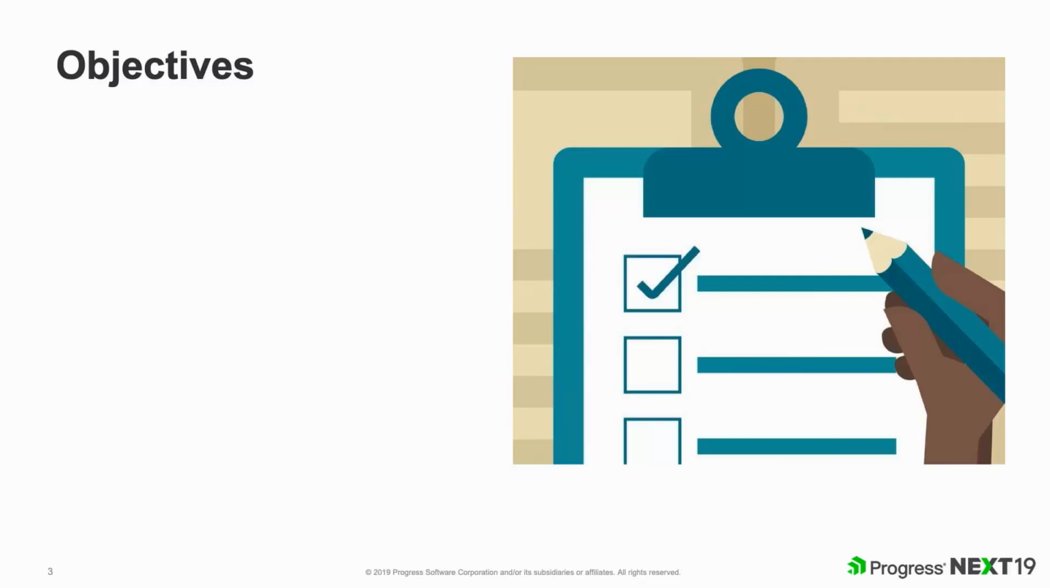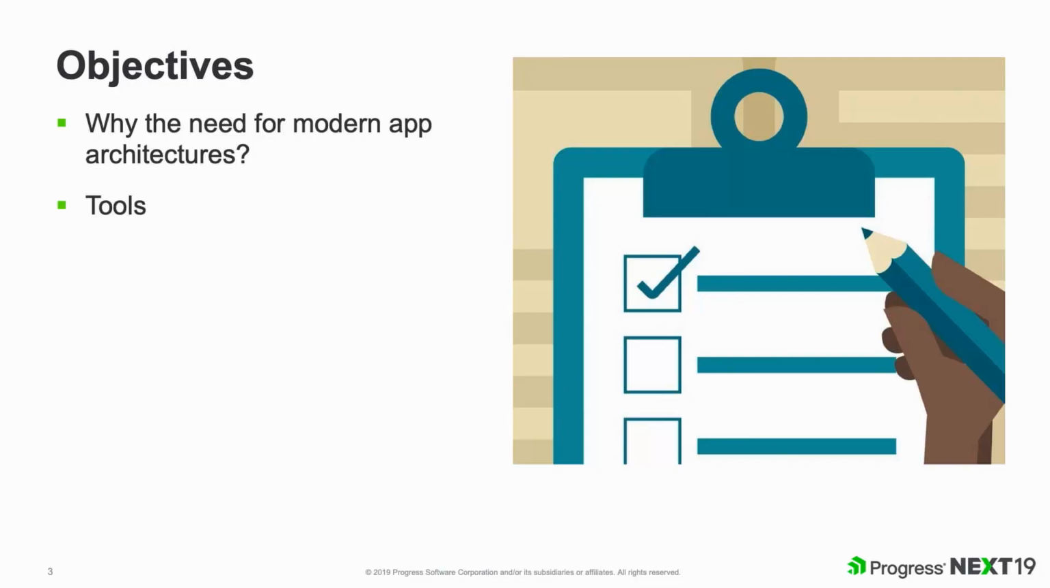So we're going to talk about today, first, why the need for modern app architectures at all. Why do we have to change our thinking in this new era of digital app experiences that customers are expecting? And then we'll start to look at some of the tools that are out there that you can avail yourselves of to help make that move to modern architecture, to digital.